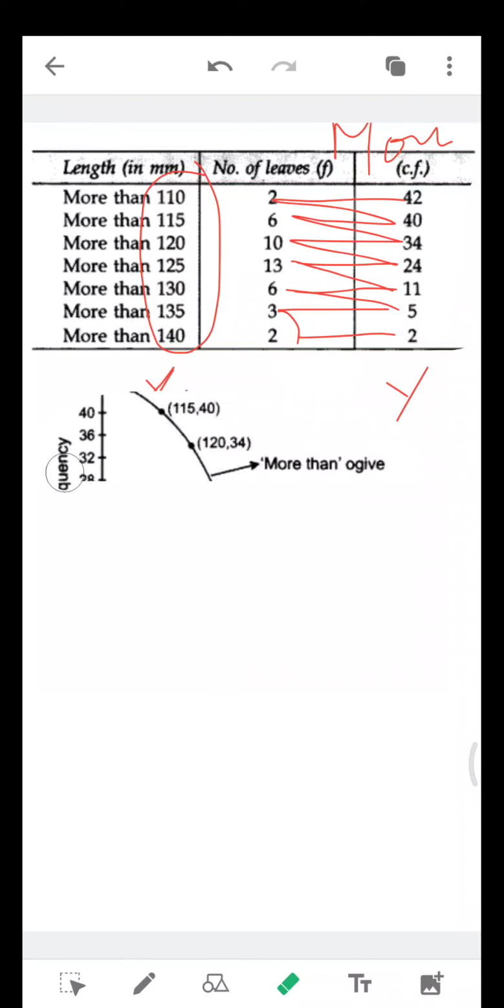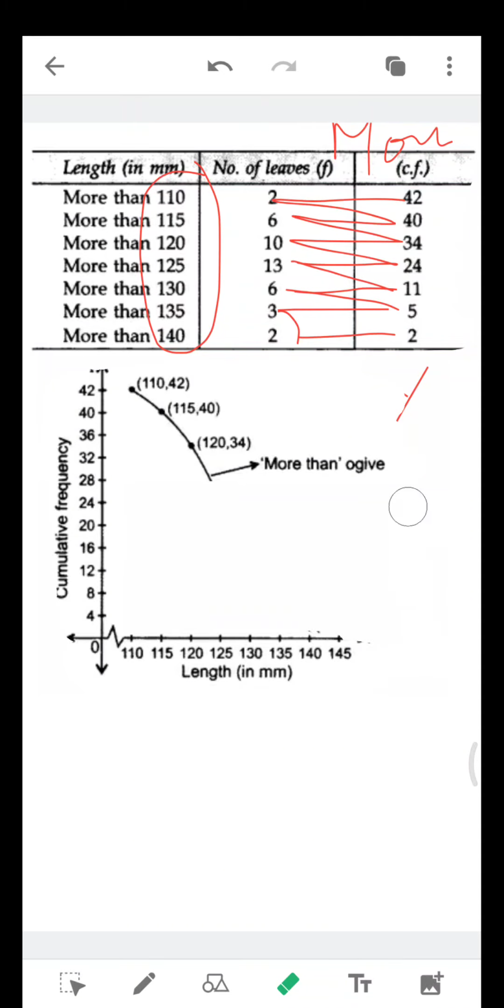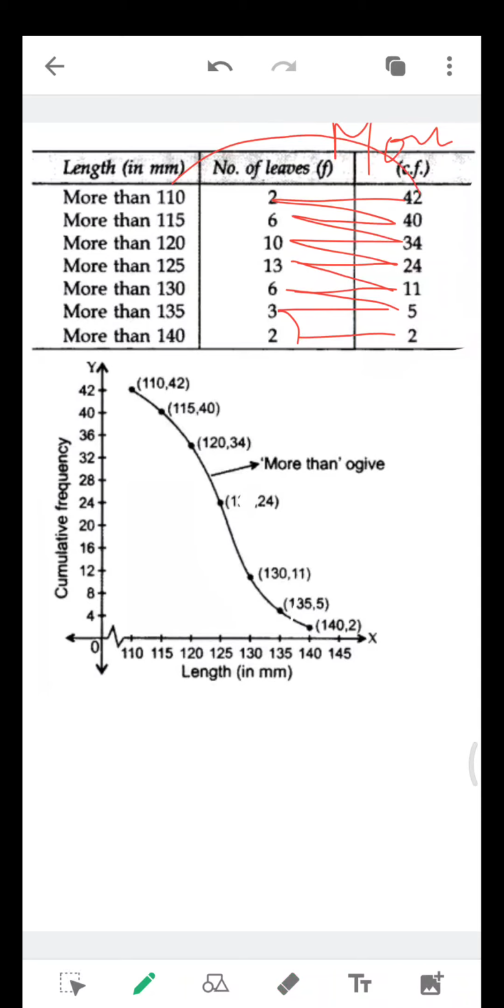So you can look at the graph here, how the graph is drawn. The plotting of points is not a big issue for you all because you have done many graphs where you have plotted the points. So here you can see all these points are being plotted on the graph. The first coordinate is 110, 42. So 110, 42 goes from here, and you should take a point here.